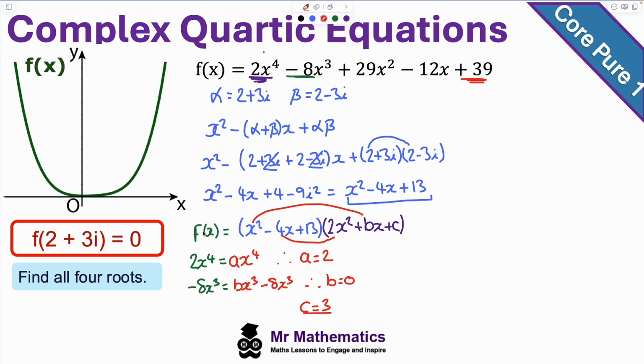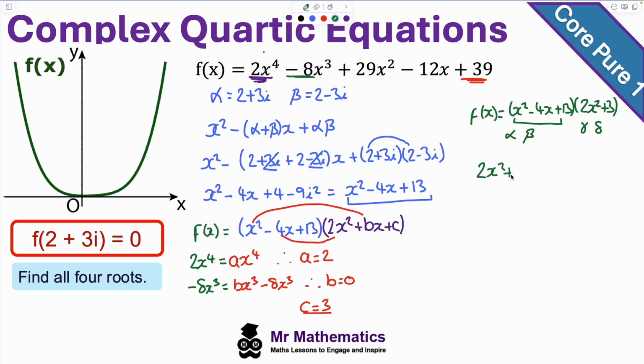So now we can write f of x as a product of two quadratic factors. This will be x squared minus 4x plus 13 multiplied by 2x squared plus 3, and that will be f of x. Now we know the roots from this quadratic. This is alpha and beta. So now we need to find the roots from this quadratic. This will be gamma and delta. Well, we can solve this nice and easy.